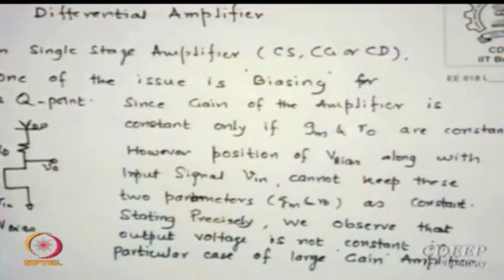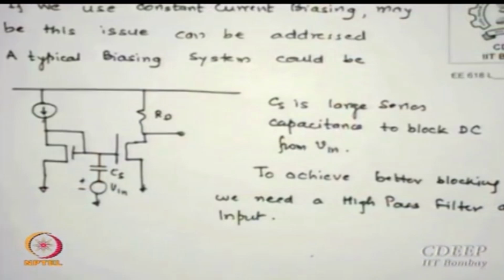This may happen particularly when the gains are extremely high and the swings are too high, and at that time these assumptions are not very good, and therefore we worry about how to get good biasing. What is the condition I am saying? That biasing should not influence the outputs, is that clear? That is what ideally I would like, so that I get good current and voltage gains. Yes, if we use constant current biasing, maybe this issue can be addressed. A typical biasing system can be something like this.